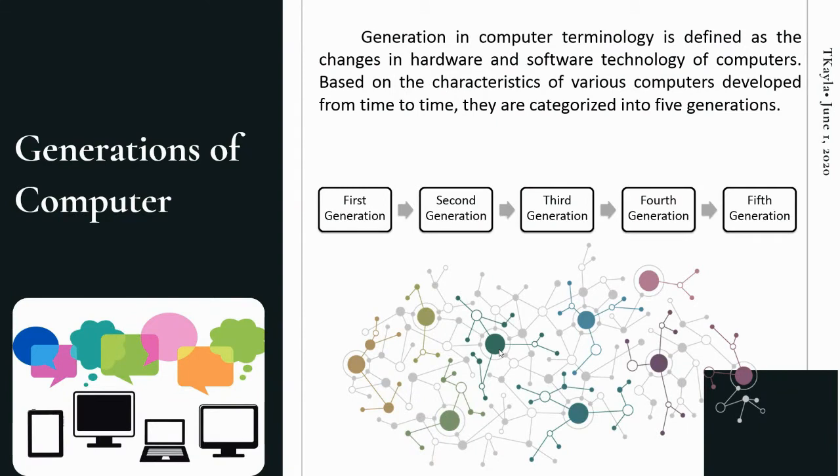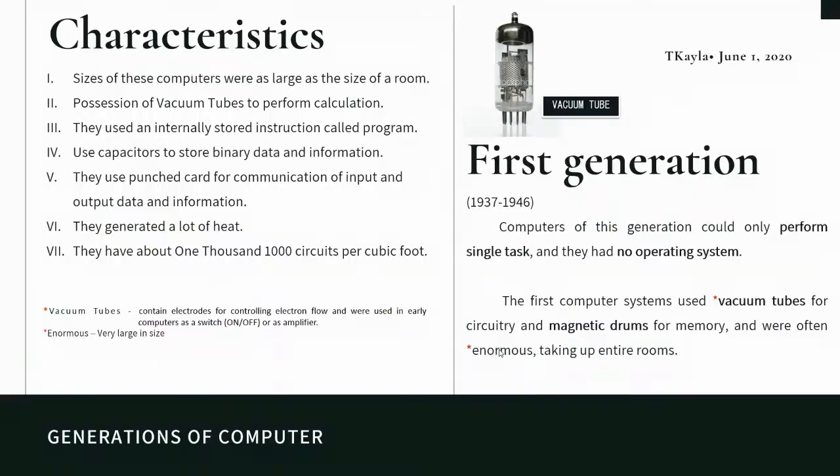The generations of computers. The generation in computer terminology is defined as the changes in hardware and software technology of computers. Based on the characteristics of various computers developed from time to time, they are categorized into 5 generations: first generation, second generation, third generation, fourth generation, and fifth generation.